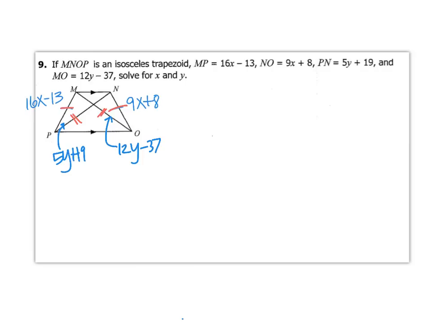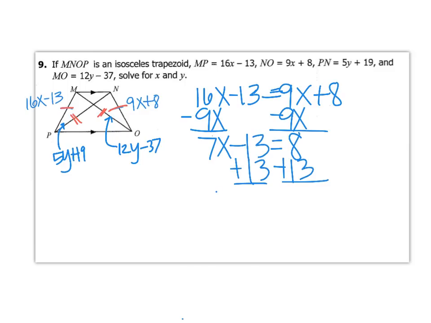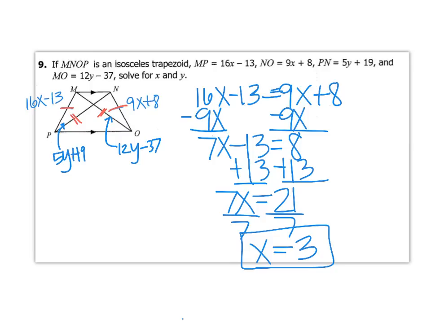Now in order to solve for x, we're going to look at those legs. Since the sides are congruent, let's set them equal to each other. So let's say 16x minus 13 equals 9x plus 8. Now let's solve for x. Move all the x's to one side. So we end up with 7x minus 13 equals 8. Add 13 to both sides. 7x equals 21. Divide by 7, divide by 7. X equals 3. And we just solved for x.